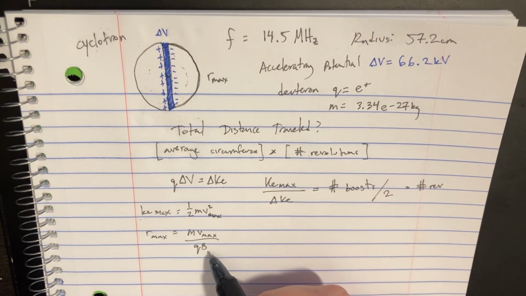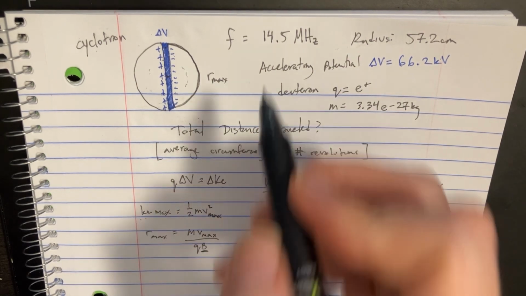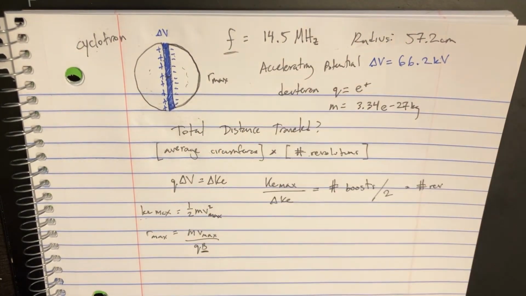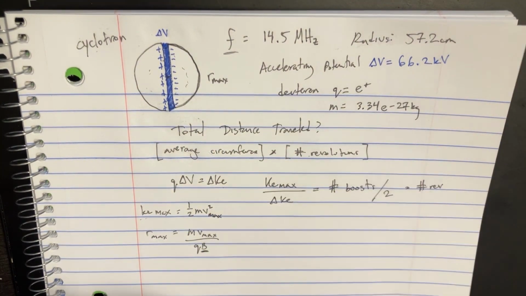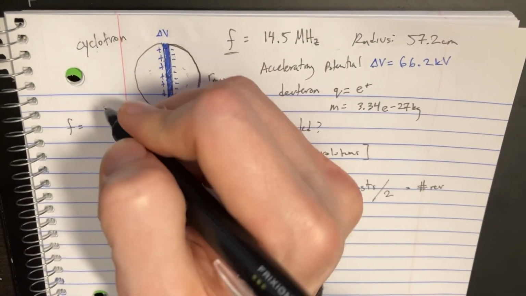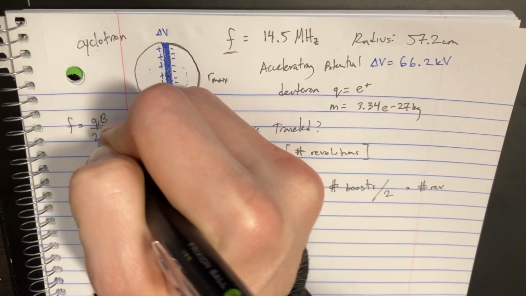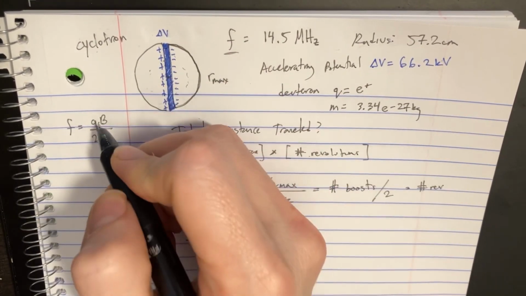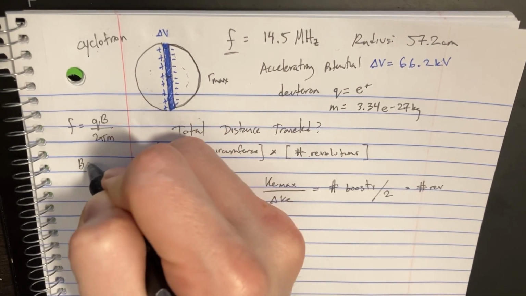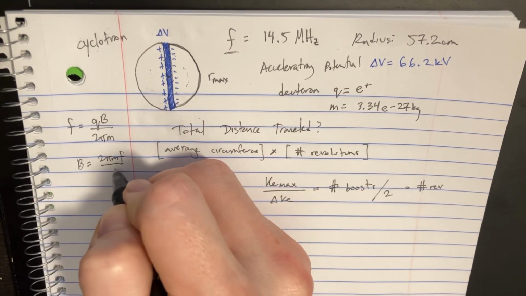From there, let's also notice that we've got this B. We don't really know what B is yet, but we were given the frequency, and because of that, we can use another formula. We can use the frequency formula. We'll put that over here. F equals QB divided by 2 pi m. So we can rearrange that for B, say that B equals 2 pi m F over Q.